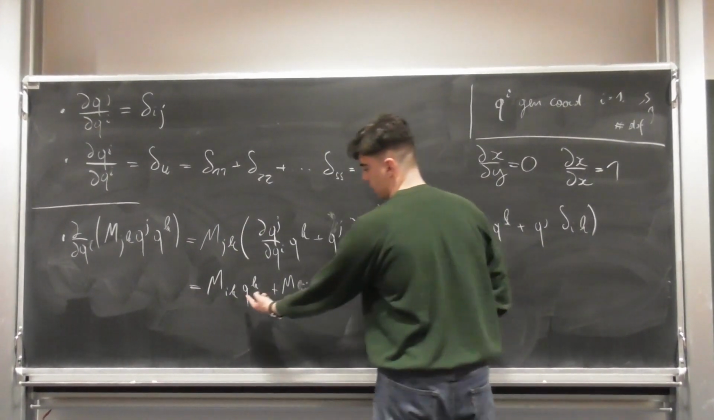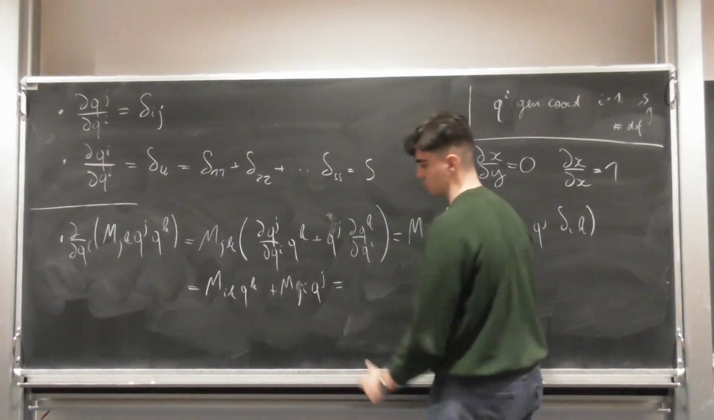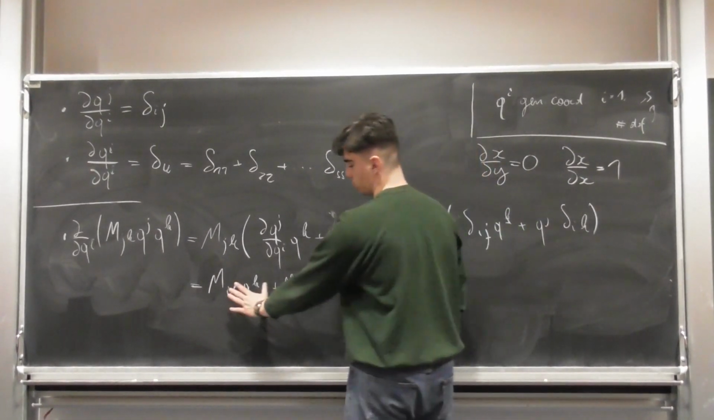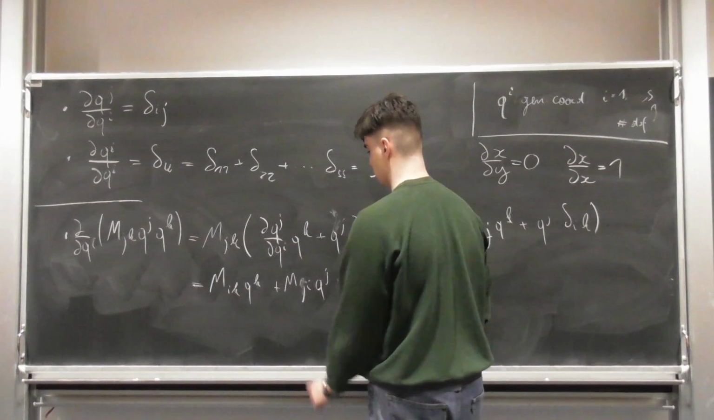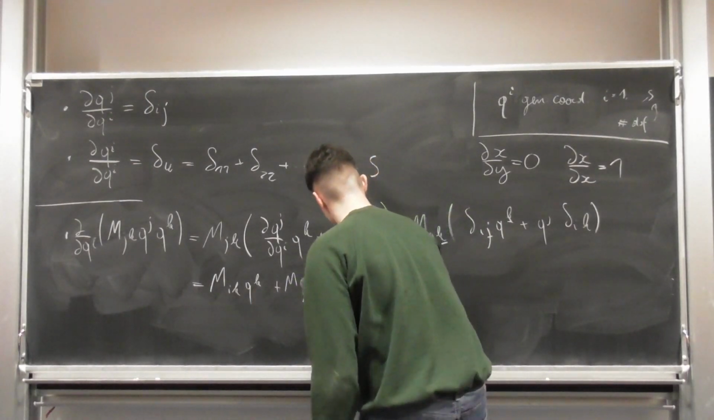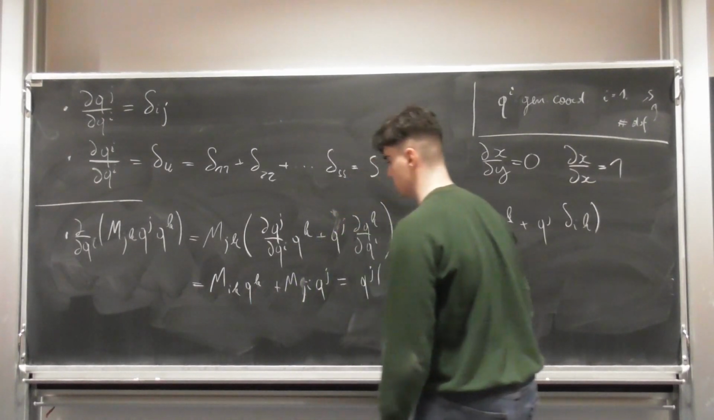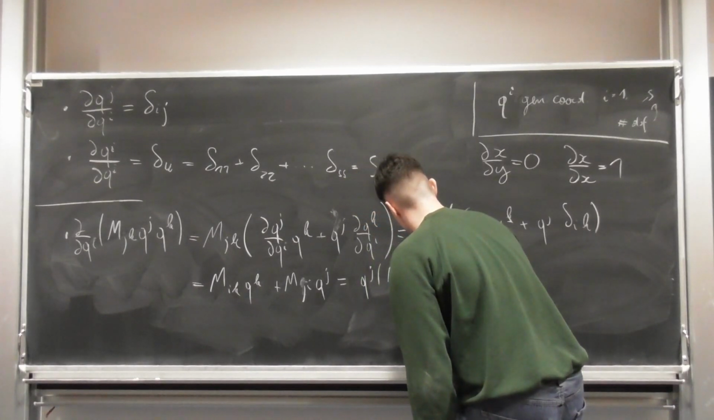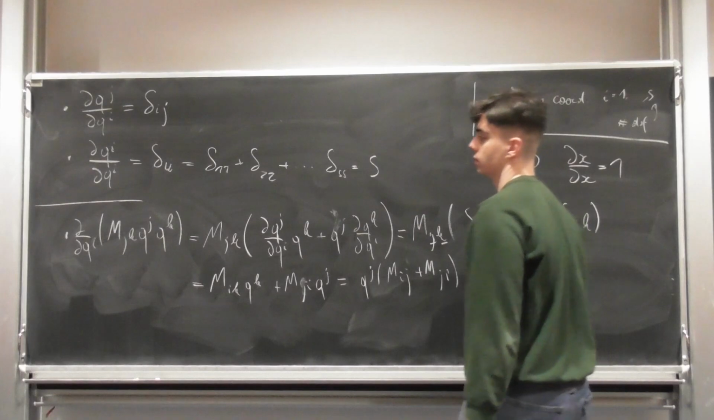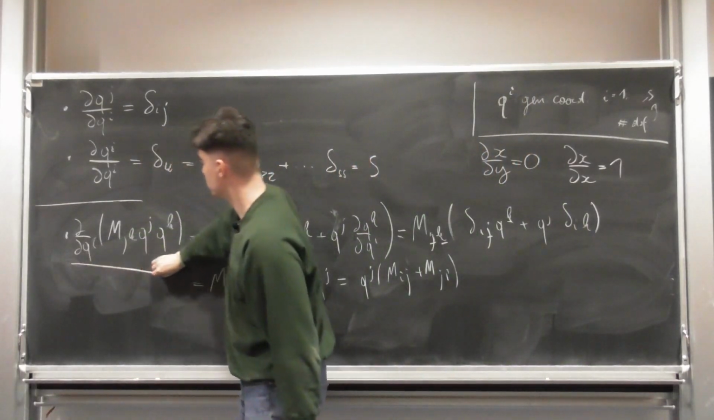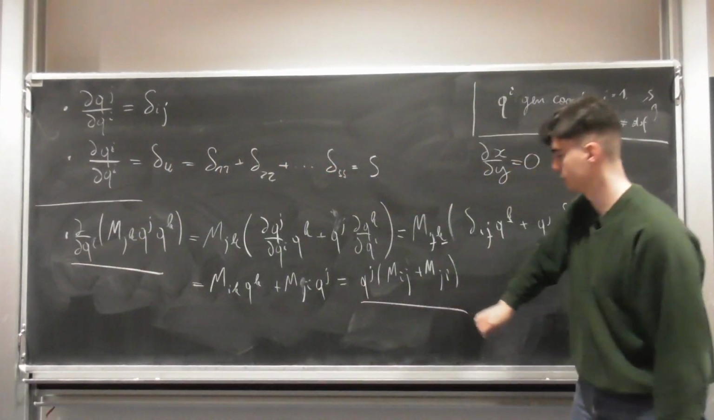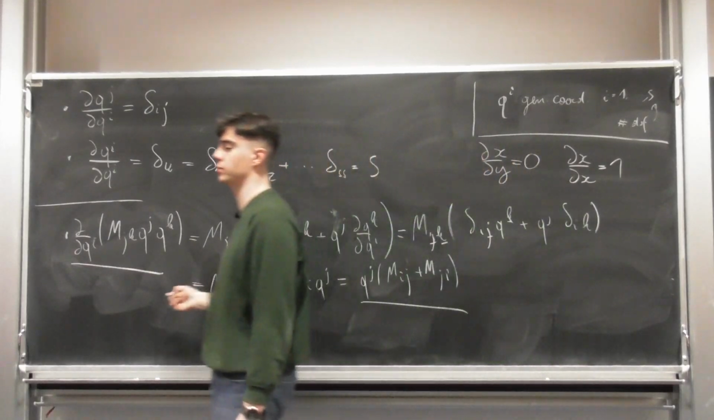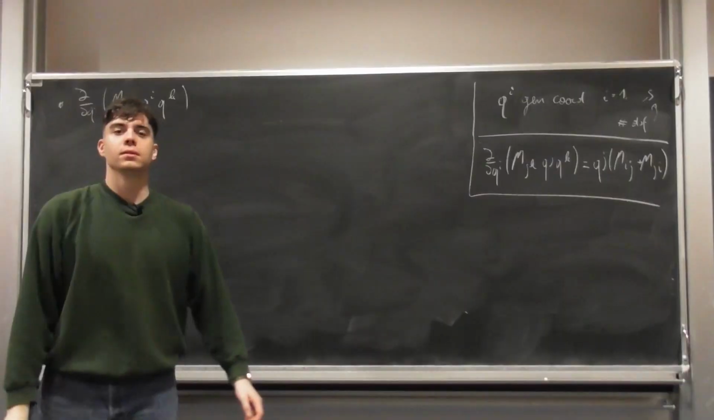Okay, but here k in this term and j in this term are just dummy indices. So I'm going to relabel this one as j, and then I can factor out a qj from both. That'll give me mij plus mji. And that's our answer. This partial derivative is equal to this. We're going to be using that a lot, so I'll write it on the next board.